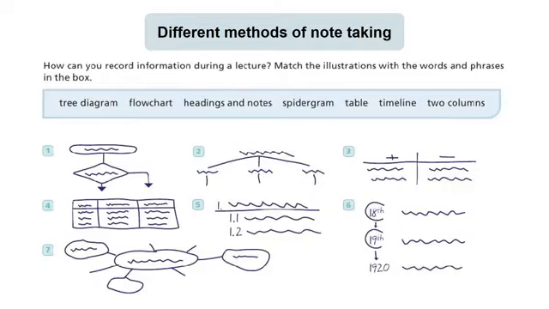So number 1 here is the flow chart. Number 2 is the tree diagram. Number 3 is the 2 columns. Number 4 is the table. Number 5 is the heading and the notes. Number 6 is the timeline. And number 7 is the spidergram.